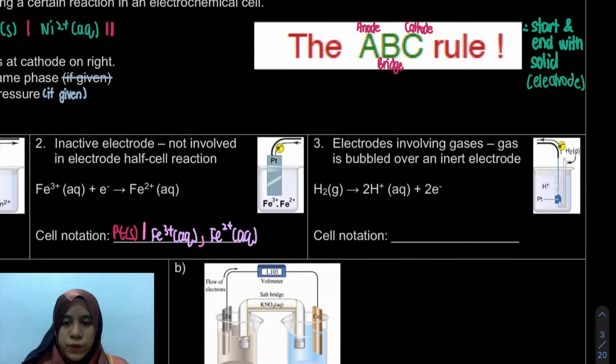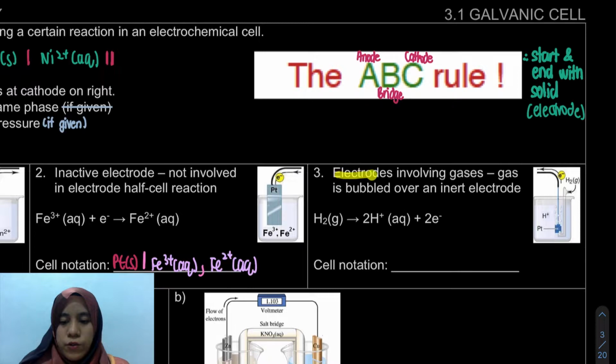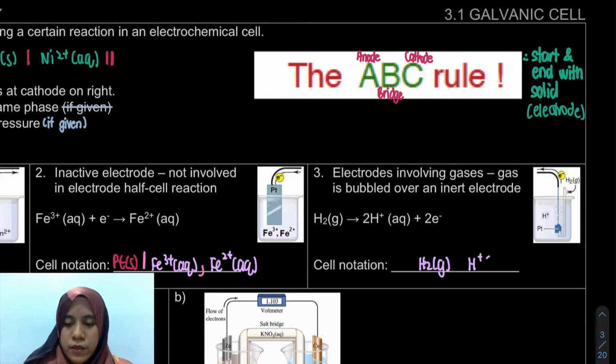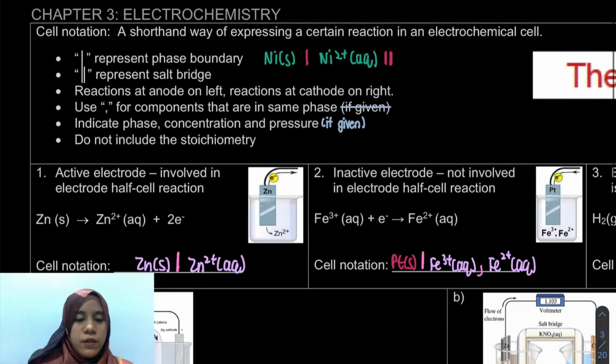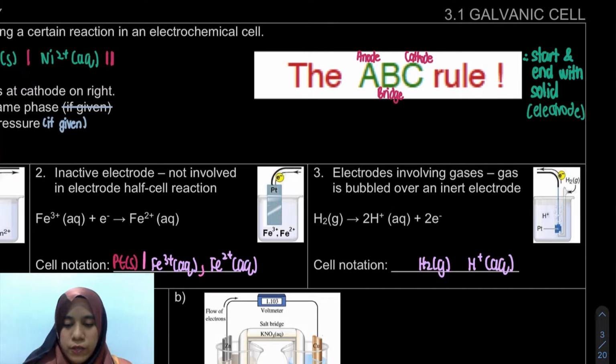Okay, the last one we will look at is where the electrode involves a gas. In this case, the gas is H2, but the electrode is still platinum. So what should we write down? First and foremost, write down the equation first. We have our H2 gas, and then we have H+. The electron is not involved, so you don't have to write it down in the cell notation. But here we have 2. Do we have to include 2 as well? Remember, do not include the stoichiometry in the cell notation. So here, I'm just going to write down H+.